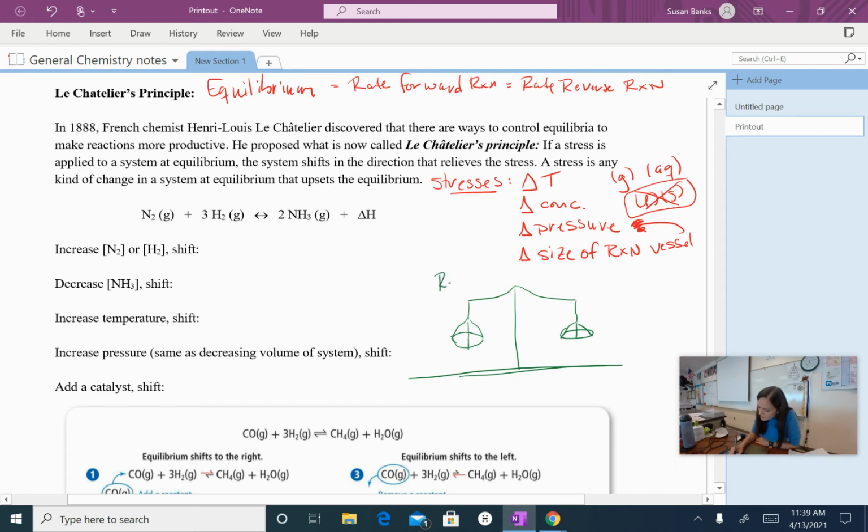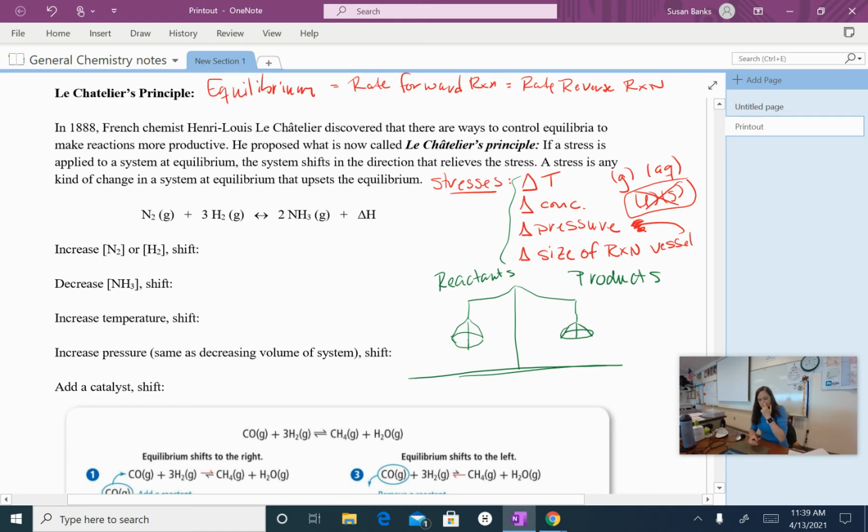We're going to think of one side being the reactants, and one side being the products. And we want to keep it as even as possible. Each of these things will disrupt that evenness, that balance, the equilibrium. And then we've got to figure out which side we need to make heavier again to get it back into equilibrium. Okay?